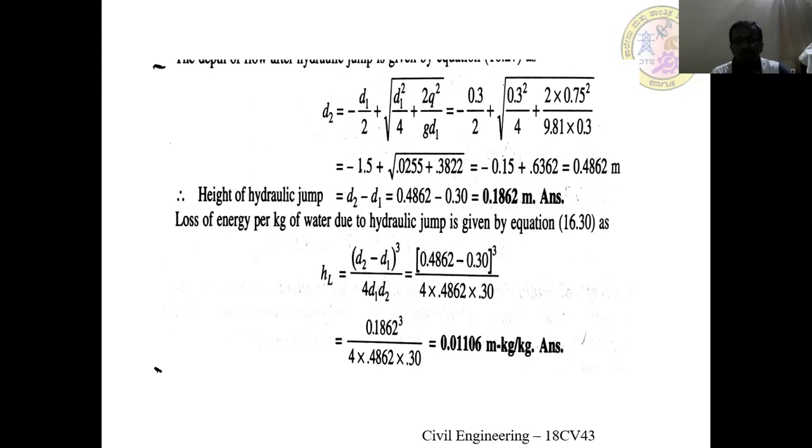And also he is asked to find out the loss of energy per unit width. We already derived that the loss of energy per kg of water in a jump is HL equals (D2 minus D1) whole cube divided by 4 D1 D2. Here we know D1 and D2, so substitute and simplify, we get 0.01106 meter kg per kg. So like that, find out the value of height of jump and loss of energy and all these things.